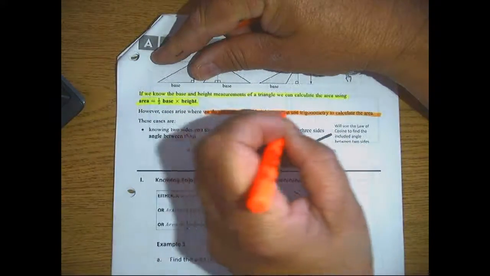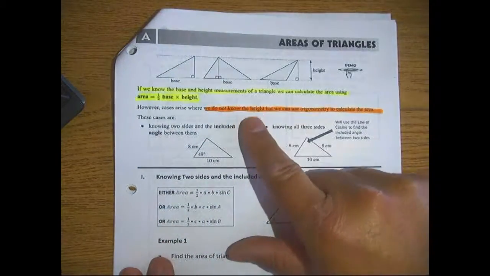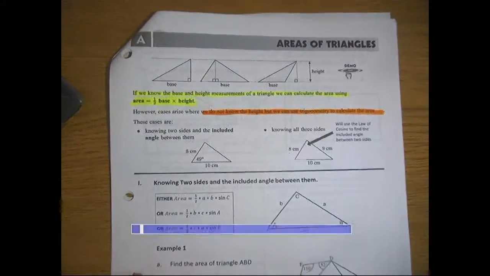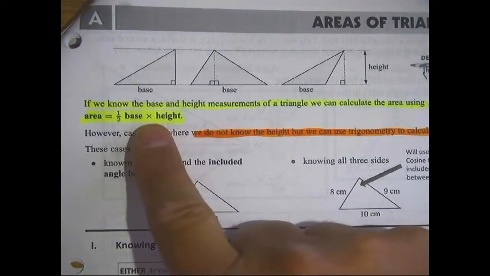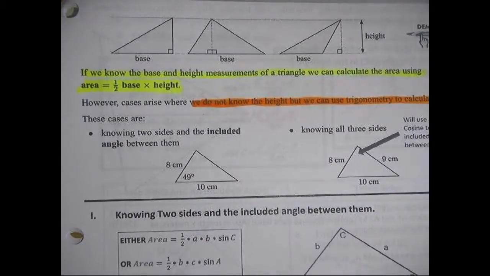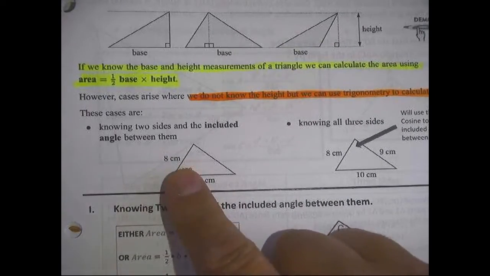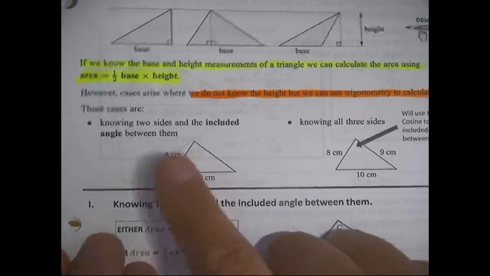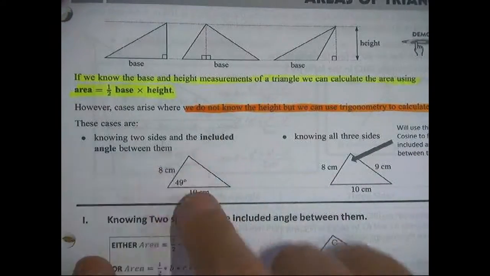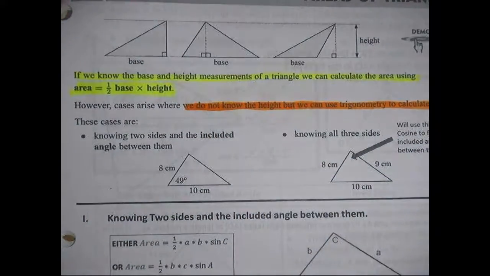So what happens when you don't know the height? Okay, here, when we knew base and height, no problem. What do we do when we don't know the height? So here's two examples where you want to find the area, but you don't know the height. Okay, so how could we figure out what that is?